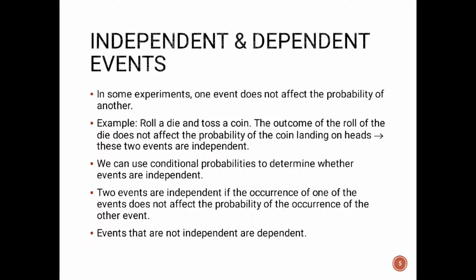Okay, now let's look at independent and dependent events. In some experiments, one event does not affect the probability of another event. Okay, example, when you roll a die and toss a coin, the outcome of rolling the die does not affect the probability of the coin landing on heads or tail. Okay, so basically these two events are independent.